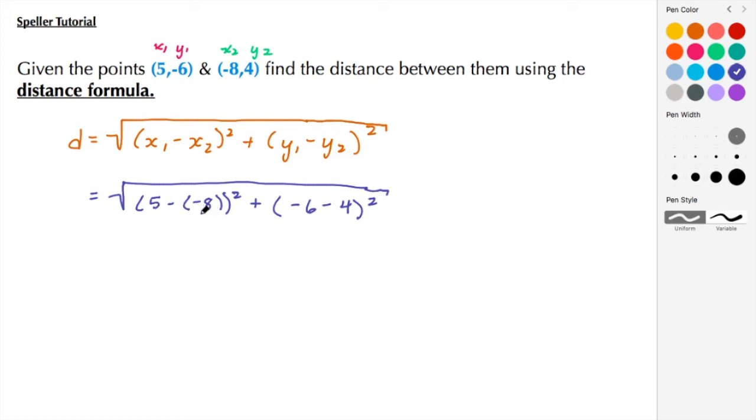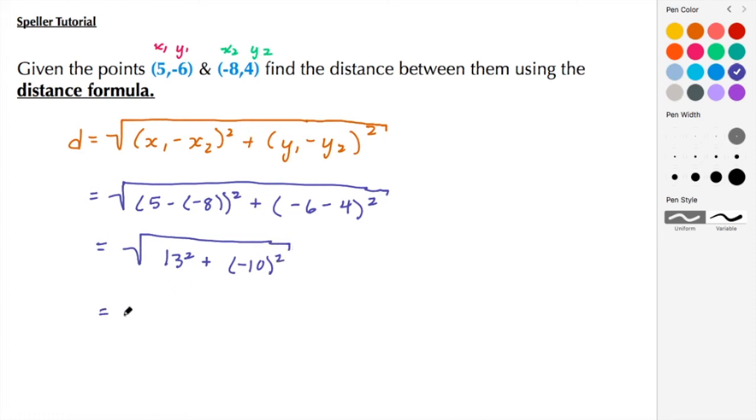Well, that's really 5 plus 8, so this here turns into 13 squared. So I'm taking the square root of 13 squared plus, and then I have the -6 minus 4. Well, that turns into -10 squared.